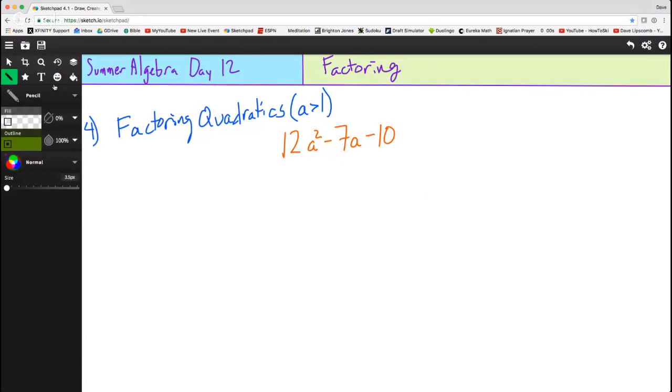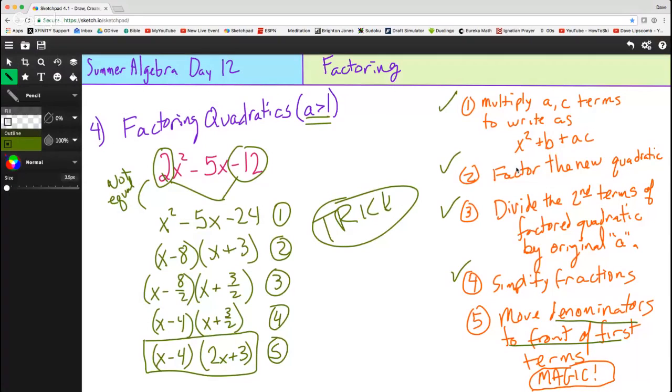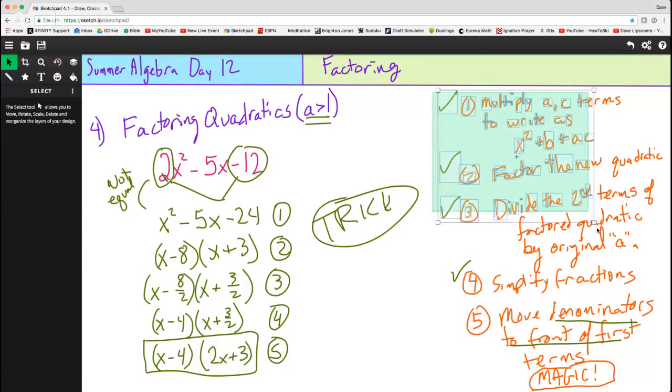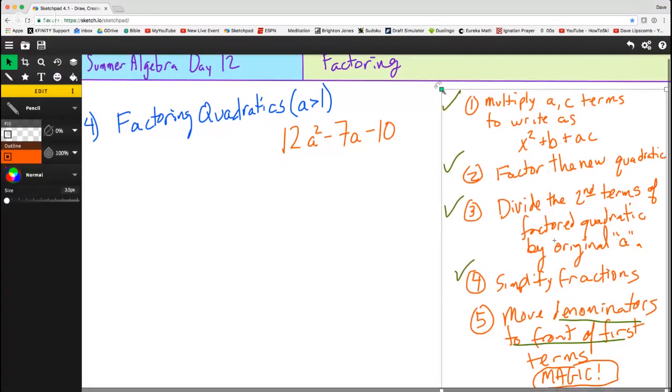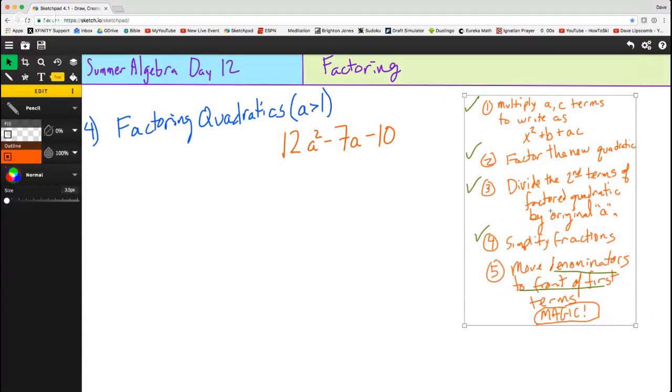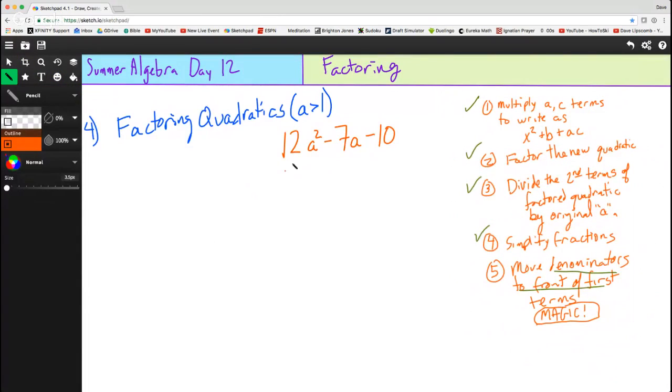So let's go and do one more the same way. Again, what are we going to do? Let's copy all of our steps just so we see them as we do them one more time, so you can see them. Okay, step number 1, we multiply these terms, and we move those to the end. And so we get a squared minus 7a minus 120. This is step 1.